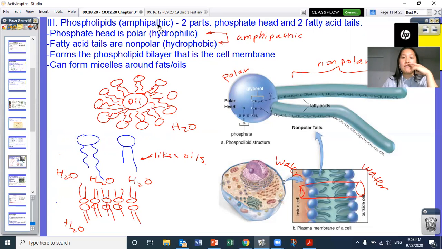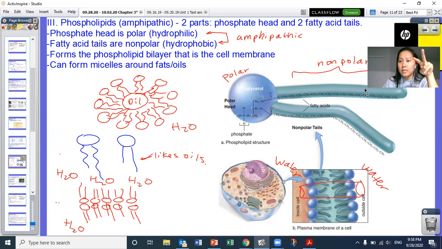So phospholipids are amphipathic because they have 2 parts. The first part is their phosphate head up here, which is polar, as you can see that I've marked it, which means it has a charge on it, right? Or sorry, 2 charges. It's charged. And then it has 2 fatty acid tails. Remember, it's not a triglyceride, right? It doesn't have a 3. It's got 2 fatty acid tails.